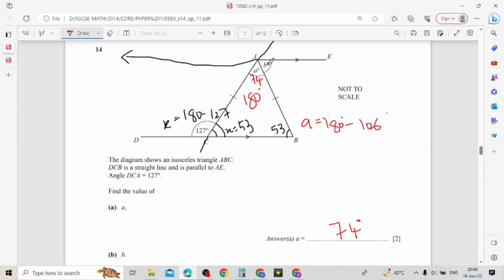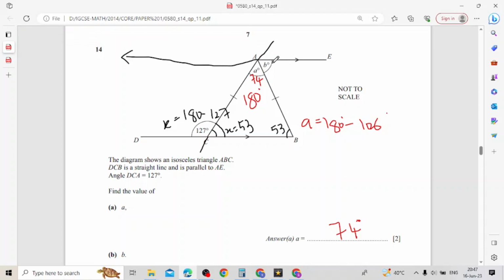Now, how to find B? In the beginning, I told you about opposite angles when you have parallel lines and a transversal. So this 127 over here and A plus B here make a pair of opposite angles, right? That's nothing but DCA and EAC. So when these two are equal, we can easily subtract 74, A, from 127 to get B.